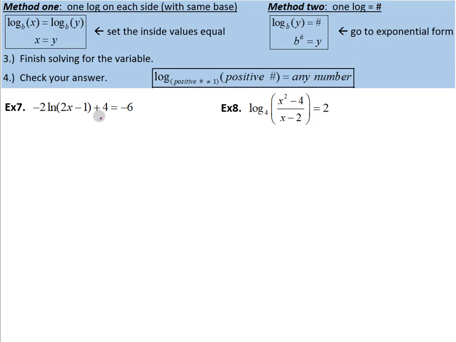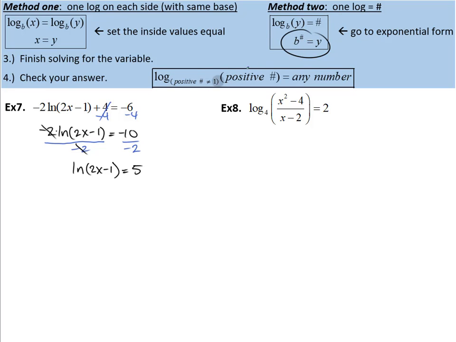So let's get rid of those things on the left-hand side. Let's get rid of things with addition or subtraction. So subtract 4 on both sides. Negative 2 times the natural log of 2x minus 1 equals negative 10. Okay, let's also get rid of that negative 2 in the front that's held with multiplication. Let's divide that away. So these cancel out. We get the natural log of 2x minus 1 equals 5. And now we've got 1 log equals a number. Perfect. We've gotten to this point.